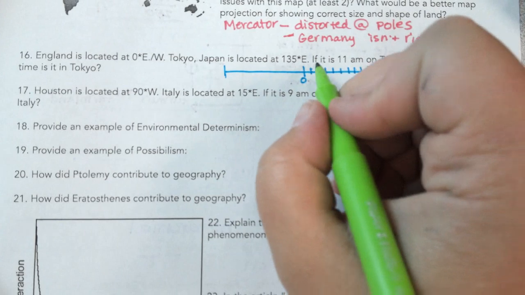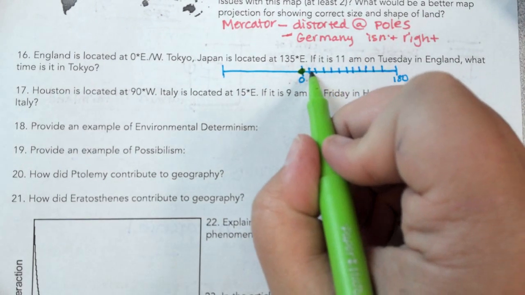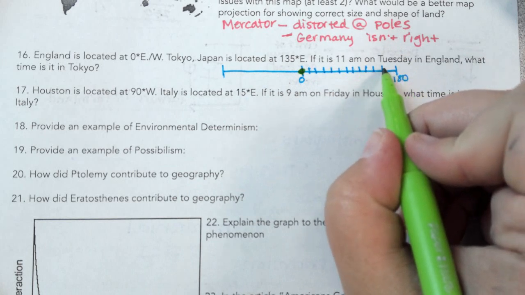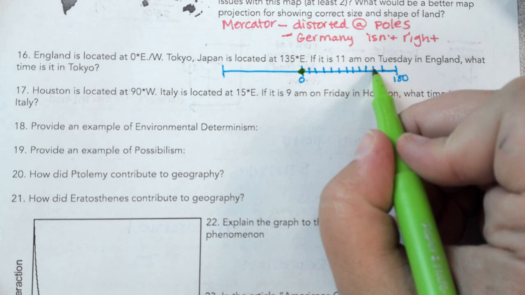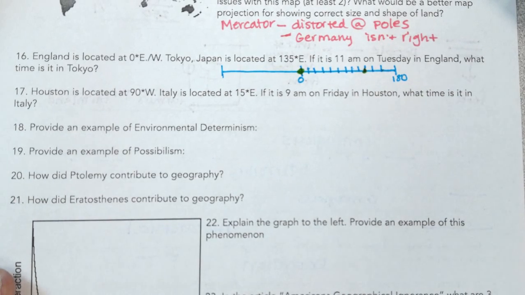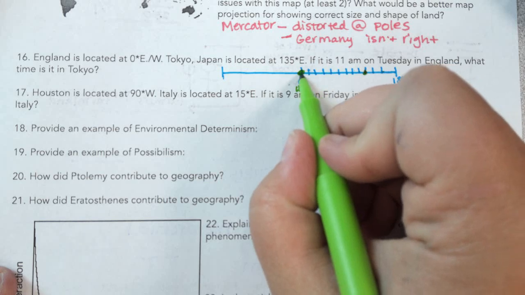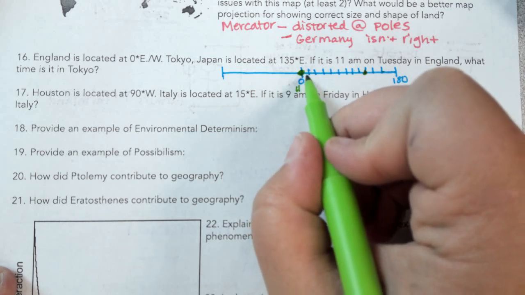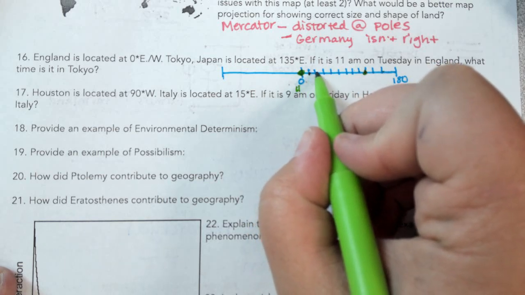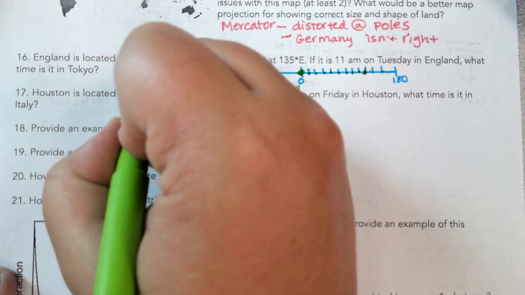So if at 0 degrees we are in England, and 135 is here. So if it's 11 a.m. on Tuesday in England, what time is it in Tokyo? That'd be 11 a.m., 12 p.m., 1, 2, 3, 4, 5, 6, 7, 8. It should be 8 p.m.